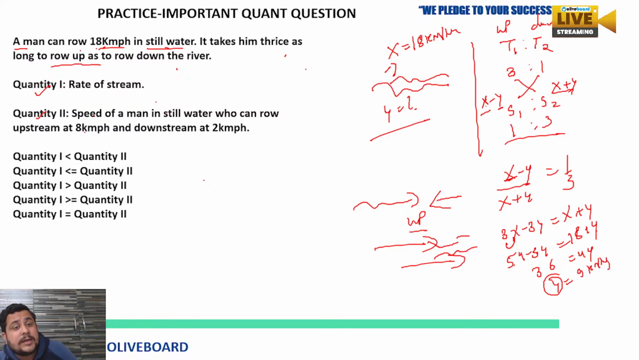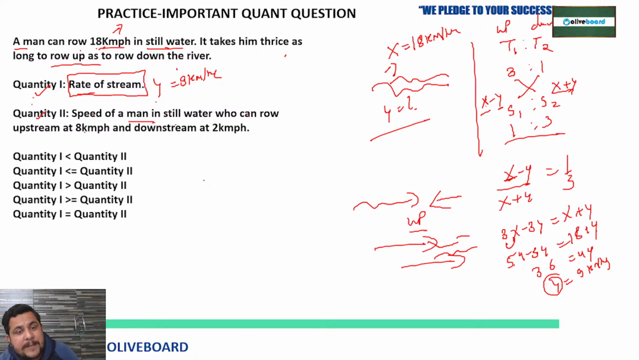And why are we calculating that? Because the quantity 1 is the rate of the stream, which we must know. Here only the speed of the boat or the speed of the man is given. The first quantity is the rate of the stream, which we have calculated, that is y, so 9 kilometer per hour. Now in quantity 2, what is given? The speed of a man in still water, who can row upstream at 8 kilometer per hour and downstream at 2 kilometer per hour. So in quantity 2, a different question is given. Quantity 1 data we calculated from the given situation.